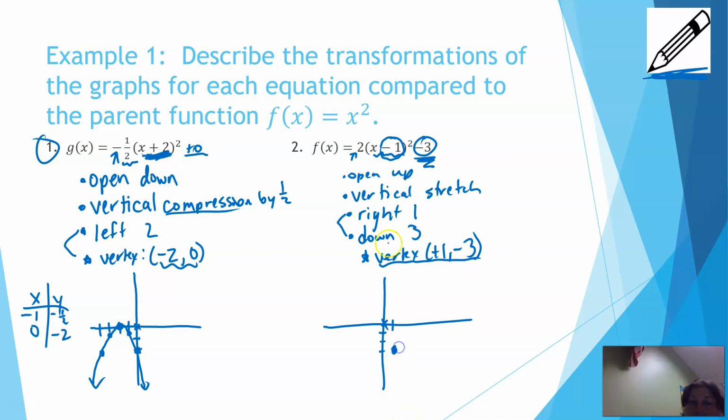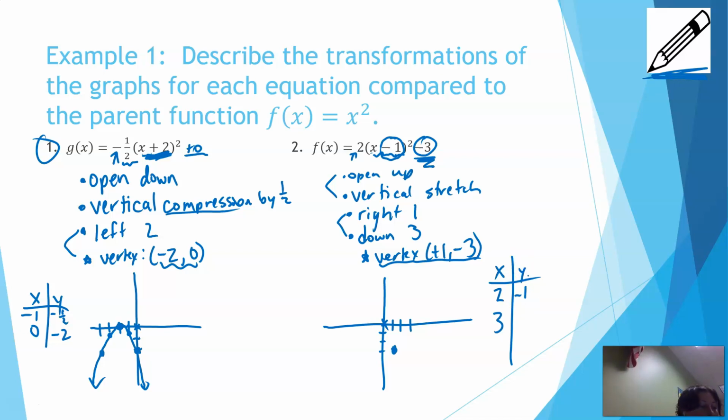To find my other points to show the open upward and vertical stretch, again, I encourage you just to use an XY table and pick just two values. It doesn't matter, it'd be 2 to the left or 2 to the right. I'll pick these next two values to the right. So since that was at 1, I'm going to test 2 and 3, and then I'll reflect them. So if I plug 2 in, again, order of operations, 2 minus 1 is 1, 1 squared is 1, times 2 is 2, and then minus 3 is negative 1.